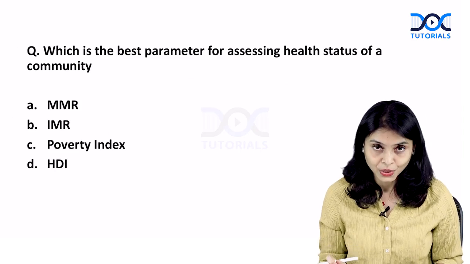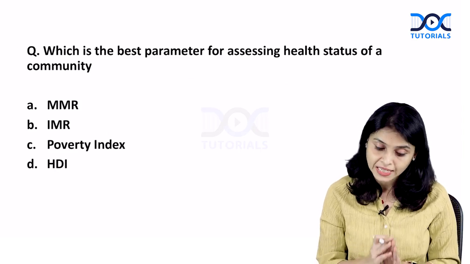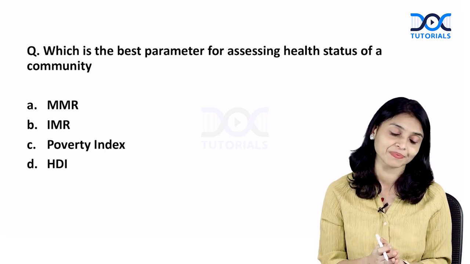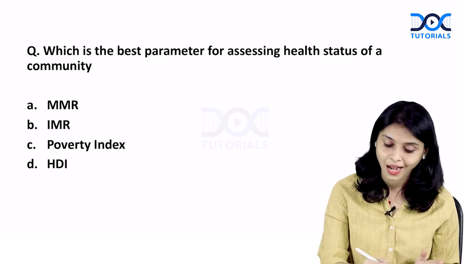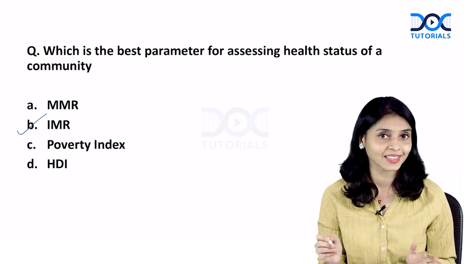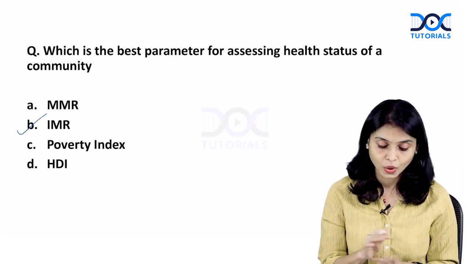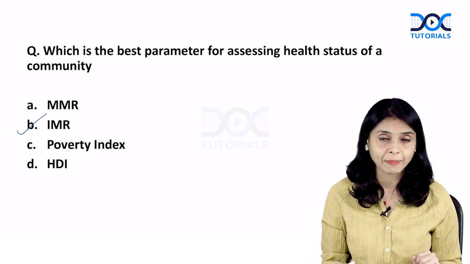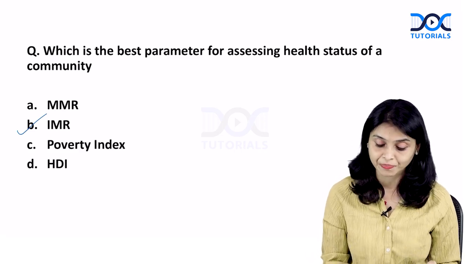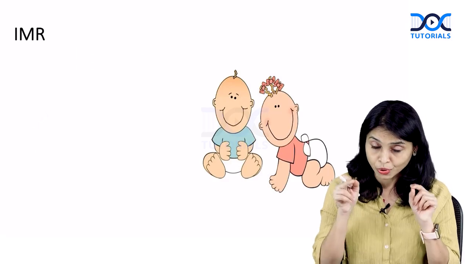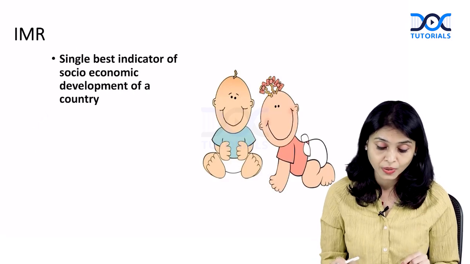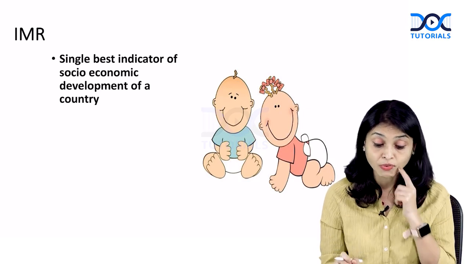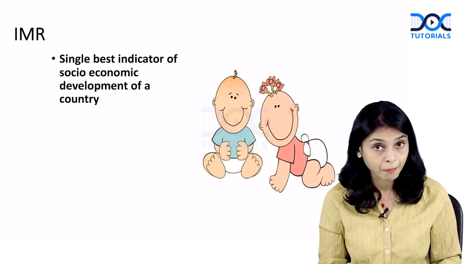Another MCQ which we have learnt many times: which is the best parameter for assessing health status of a community? It is IMR. Not MMR, not poverty index, not HDI. HDI is human development index, but IMR. Do you remember? I'm showing you the same slides. Okay. Single best indicator of socioeconomic development of a country is IMR.